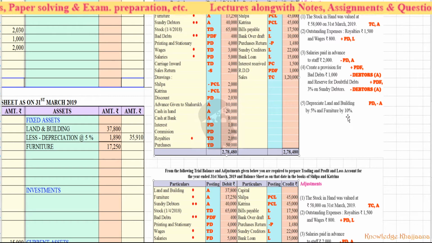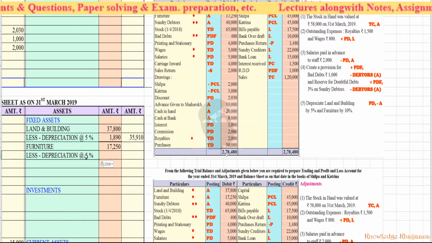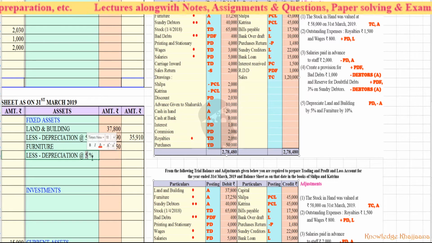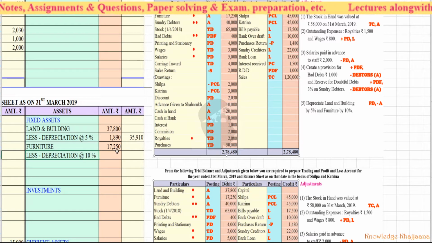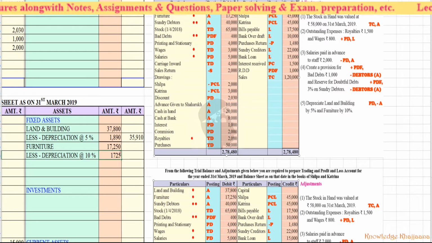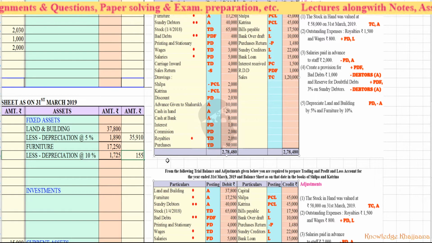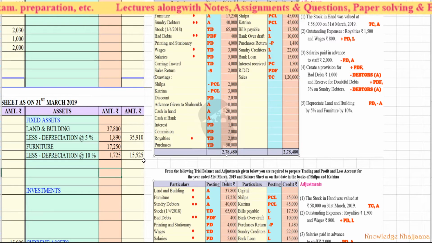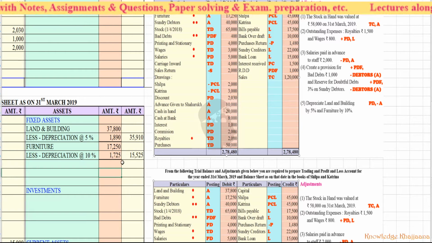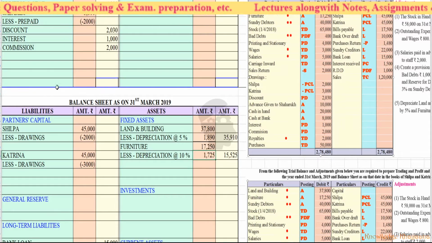Next, depreciate furniture by 10%. It would be easy to calculate, right? Calculation of 10% is very easy. How much is the value of furniture? 17,250, and 10% is rupees 1,725. So if we deduct 1,725 from rupees 17,250, then we will get 15,525. I am giving you time to calculate it, so I am going a little bit slower. It is 15,525.